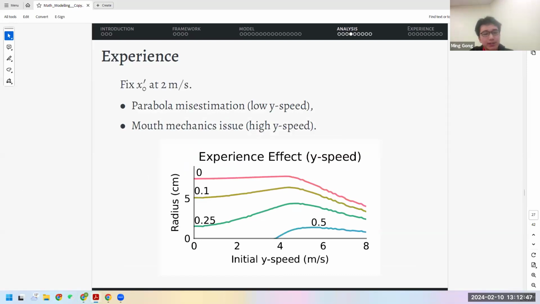And let's look more closely at the relatively subtle initial y speed effect by keeping the x speed constant. These colored lines represent the different error constants. At 0, that means Fritz has no error of the linear approximation. And if it's 1, the linear approximation will take full effect. So when the y speed is low, like in this region, the error mainly stems from the parabola misestimation, where Fritz can improve this through learning. At 0, it's pretty good. And then when the error is bigger, it significantly decreases. When the y speed is high, however, mouth mechanics will be the limiting factor, which is harder to improve by learning. You can see all the curves just monotonically decrease. So if the owner wants to make Fritz look bad, he should throw at a higher y speed, almost straight up vertically.